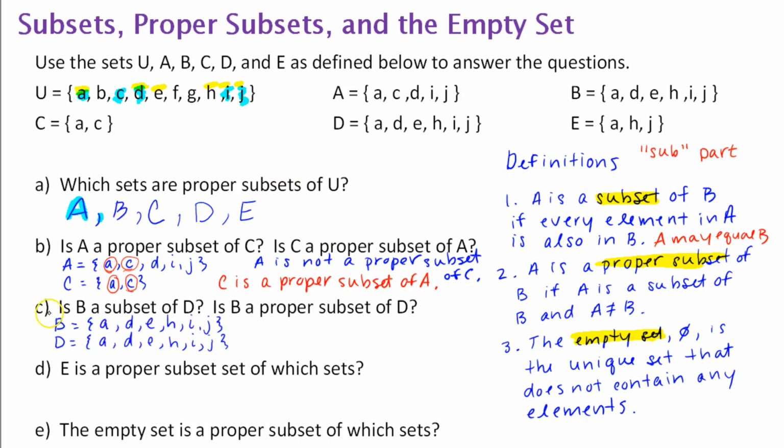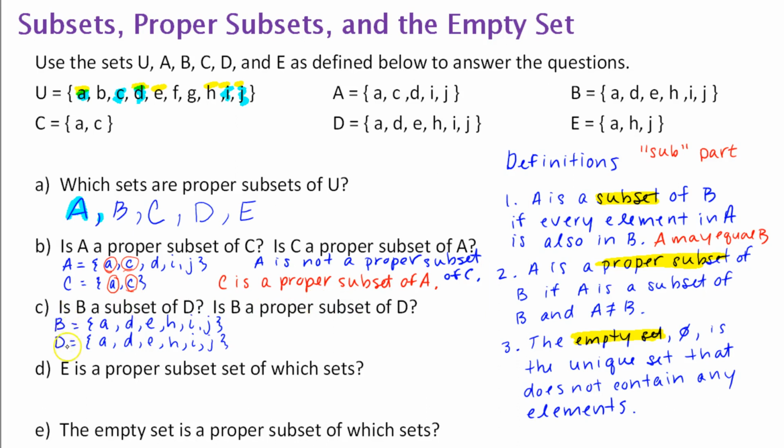In Part C, we're also asked two questions. Is B a subset of D? And is B a proper subset of D? Notice this didn't rearrange the set order in the statements like the last one. It's asking us two things, the subset relationship and the proper subset relationship.